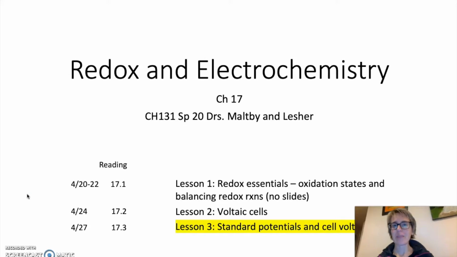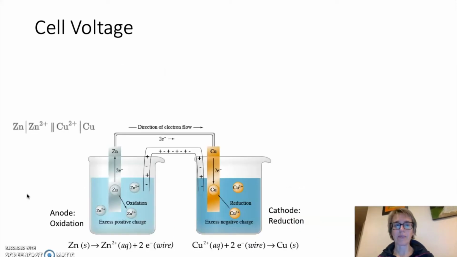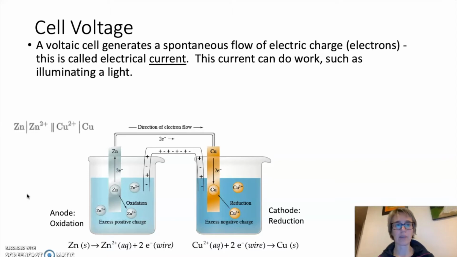Congratulations. We're going to be wrapping things up today by talking about standard potentials and cell voltages in voltaic cells and also some other applications. If you recall, last lesson, I introduced this voltaic cell composed of zinc, which is undergoing oxidation in the anode, and copper ions, which are undergoing reduction on the cathode side of this electrochemical cell.